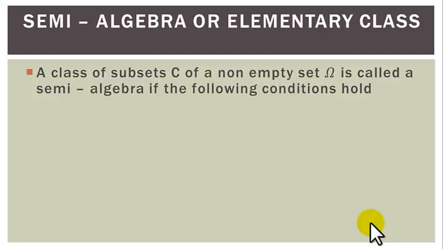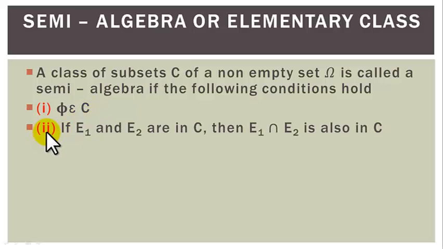A class of subsets C of a non-empty set omega is called a semi-algebra if the following conditions hold. Condition 1. Empty set is an element of C. Condition 2. If E1 and E2 are elements of C, then E1 intersection E2 is also an element of C. That is, we say that C is closed under finite intersection of sets.